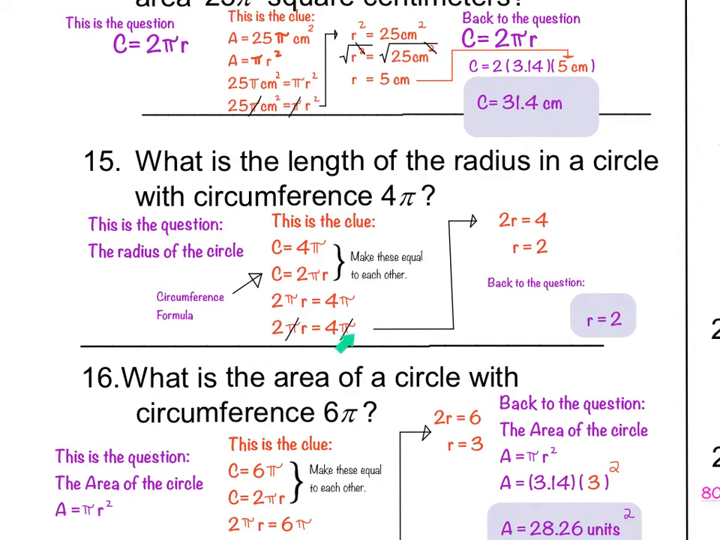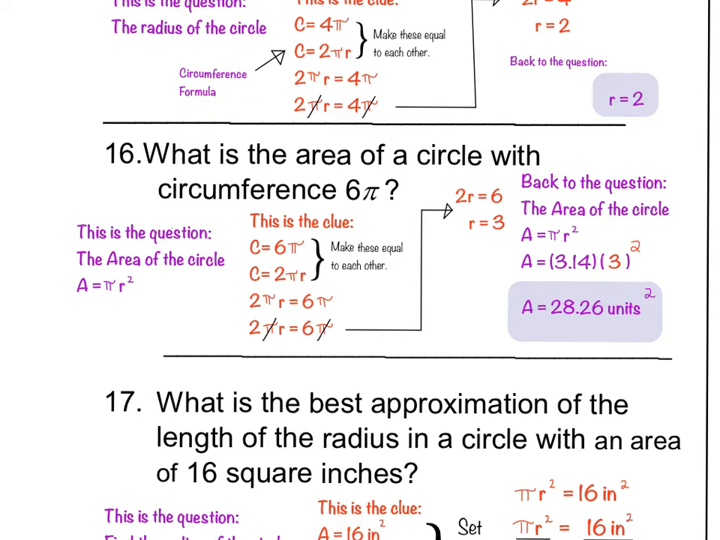Match whatever matches on both sides and cancel it. So pi and pi cancel, leaving me with 2r is equal to 4. If I divide both sides by 2, I get r is equal to 2, which is what they asked you for, the radius. If you go back to the question, and you see what is the radius of the circle, you found it. R equals 2.